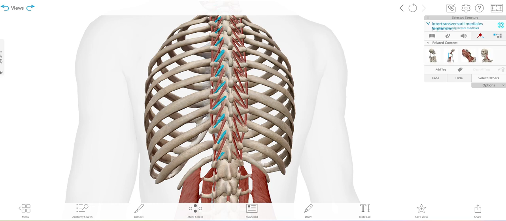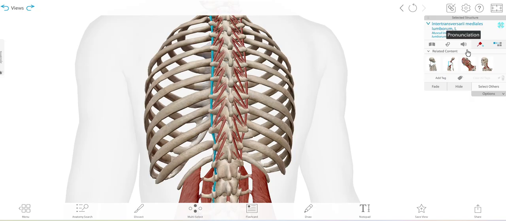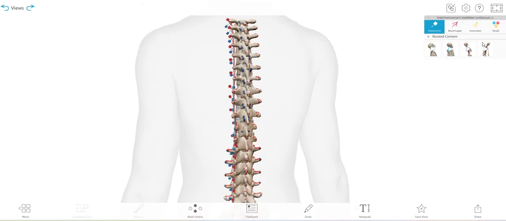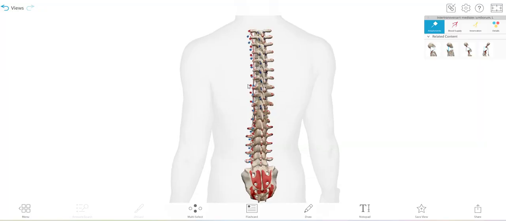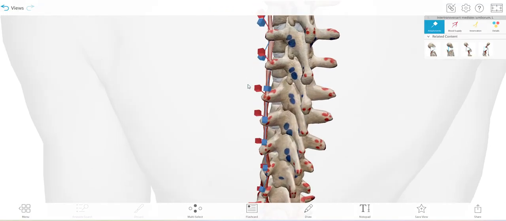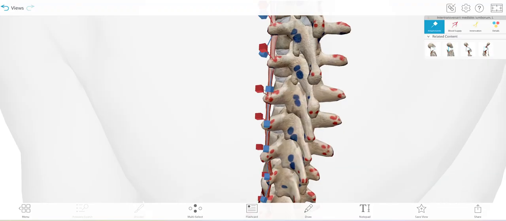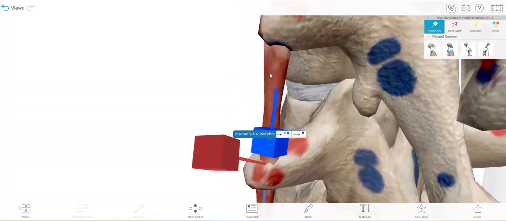And our next muscle is intertransversari. So this muscle will be originating on the transverse process, and it will also be inserting on the transverse process, and this is happening at all levels. Okay, so we have our origin and then our insertion.